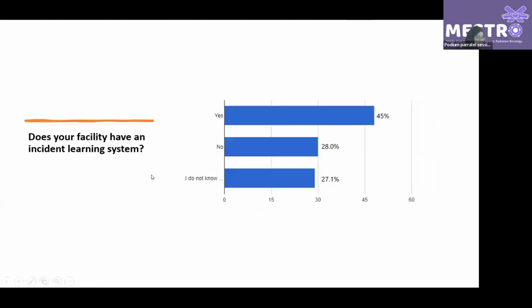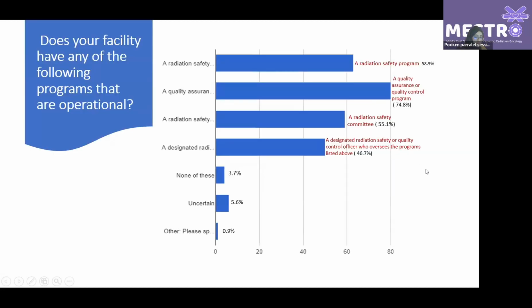I'm going to show you some questions which were part of the survey. Do you have any incident learning system? The majority of them have. 28% don't have one, and 27% don't know what an incident learning system is. The other question: does your facility have any of the following programs that are operational, like an incident learning system? The majority have a safety program. They are also doing quality assurance, which is really good. They have radiation safety committees at 55%, and a designated radiation safety or quality control officer who oversees the program at 46.7%.